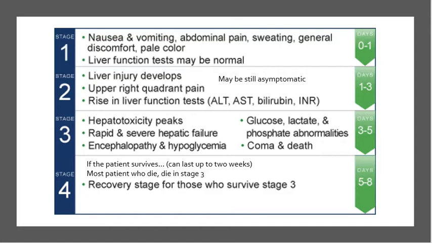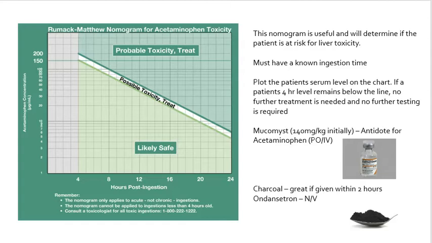So the Rumack-Matthew nomogram for Tylenol toxicity. This nomogram is useful and will determine if the patient is at risk for liver toxicity. So in order to use this nomogram, you really have to have a known ingestion time. You would then plot the patient's serum level of acetaminophen on the chart. If a patient's 4-hour level remains below the line, so that's below this line here at 4 hours, there's no further treatment needed and no further testing required. If it is at or above this line, further treatment and testing is required.